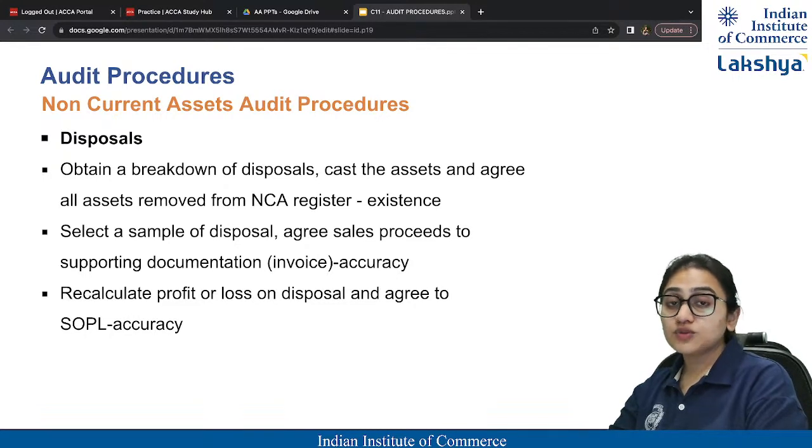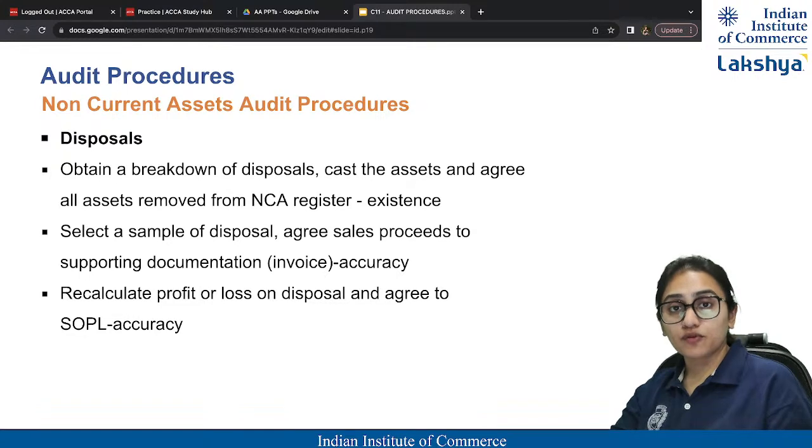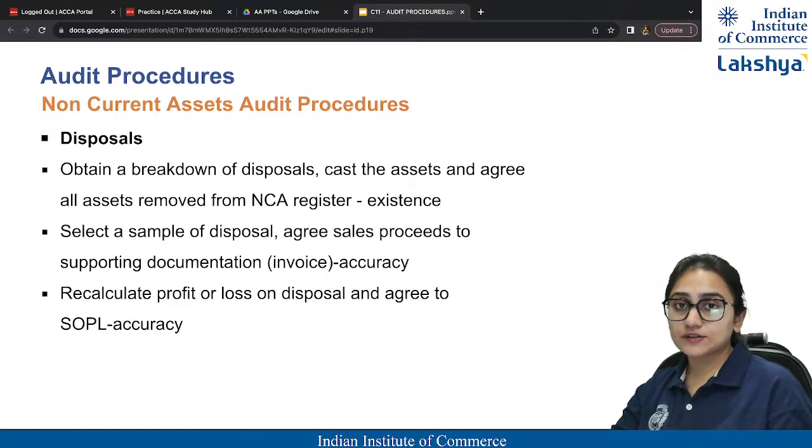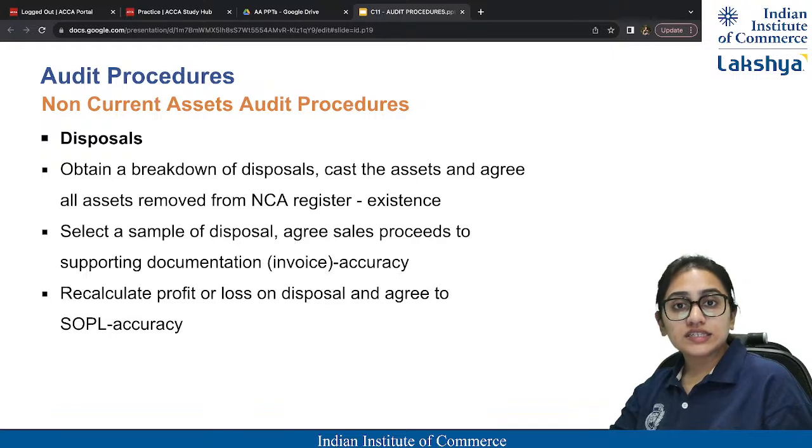And whenever you sell a non-current asset, you will either incur a profit or a loss. Whatever it is, you recalculate the profit and loss because the company might say anything, that we made a profit of this much, or the company would purposely say that no, we made a loss this time. You cannot trust the company. So you will recalculate it yourself, to recalculate profit or loss on disposal and agree to statement of P&L to ensure it is accurate.